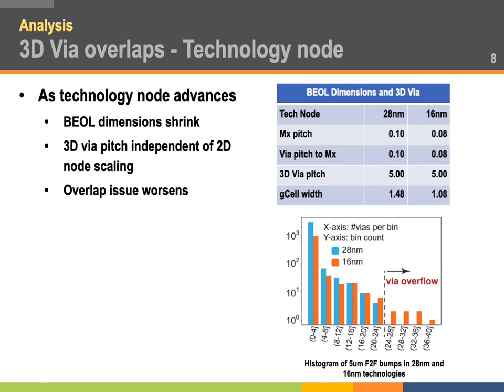The 3D VIA pitch depends on the 3D technology that we use, such as hybrid bonding and monolithic 3D, and not the 2D tech nodes. The table here compares the dimensions between the 28 nanometer and 16 nanometer nodes. Here we see that the G cell, which is the global routing grid used in the global routing stage, also reduces in size significantly from the 28 to the 16 nanometer node. As a result, the overlap issue worsens.